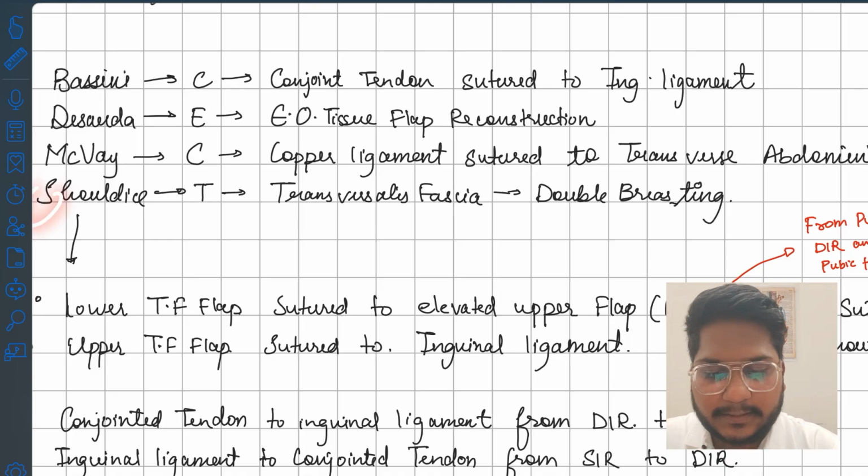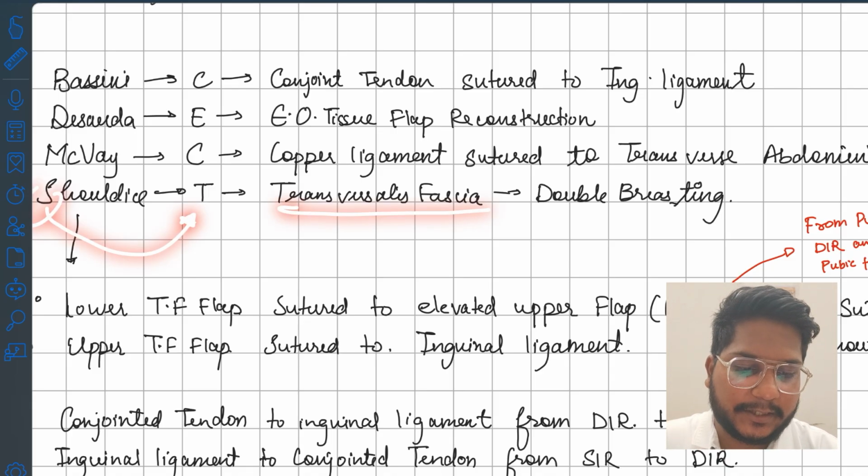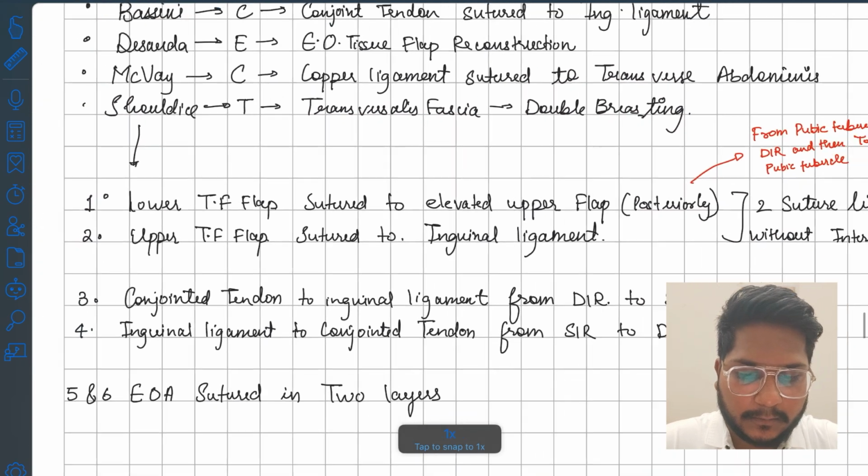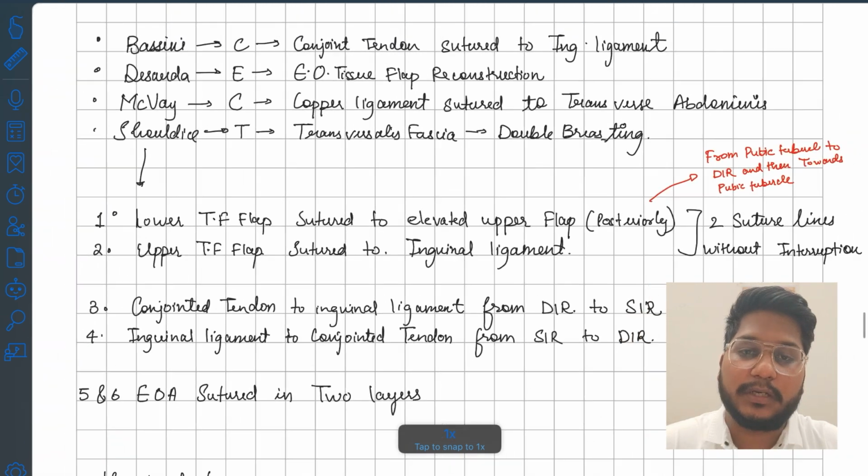And Shouldice is very common in Herniorrhaphy and is a very strengthening technique. In this, after S we have T, so transversalis fascia. We will do double breasting of the transversalis fascia. Now we will discuss the layers of the Shouldice repair.